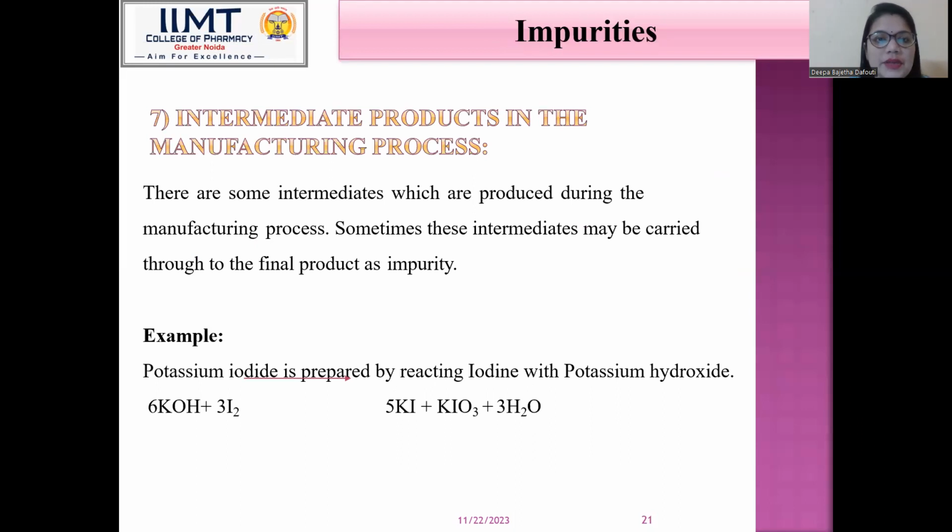Next is intermediate products in the manufacturing process. There are some intermediates which are produced during the manufacturing process. Sometimes these intermediates may be carried through to the final product as an impurity. For example, potassium iodide is prepared by reacting iodine with potassium hydroxide.